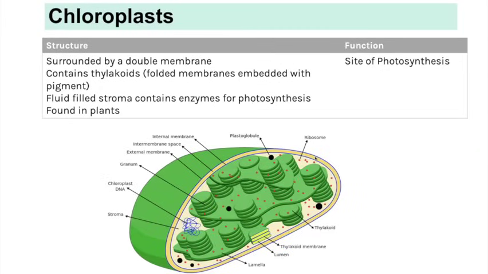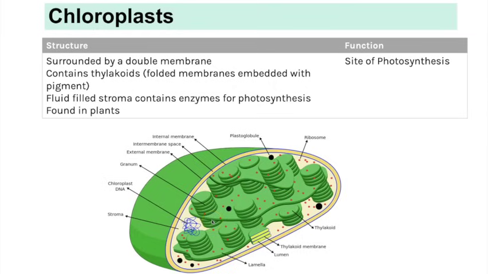Chloroplasts, again, are only found in plants, and this is the site of photosynthesis. It's a double membrane organelle, and we have the outer membrane, the inner membrane, and then on the inside we have even more membranes, and that is these thylakoid membranes, which stack up to create what we call a grana if it's plural, or just a granum if we're just looking at one of those stacks.